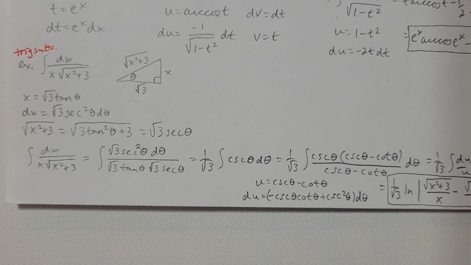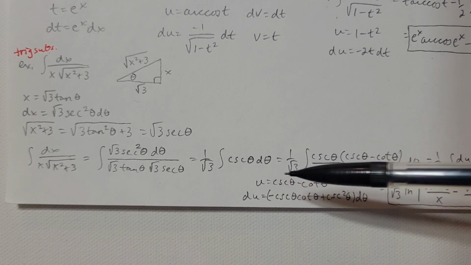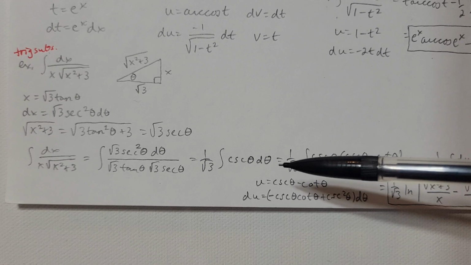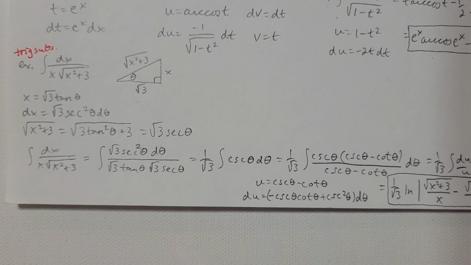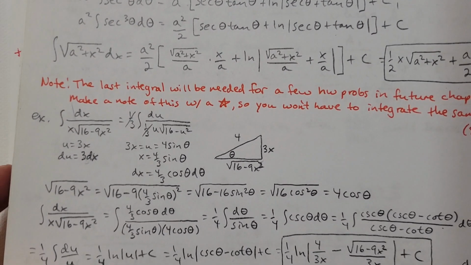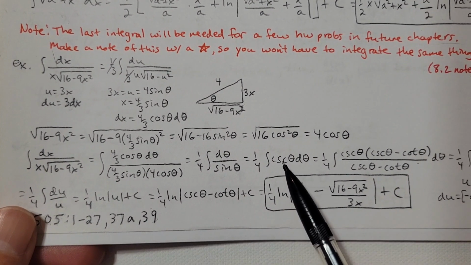Secant theta is by definition 1 over cosine theta. Tangent theta is by definition sine theta over cosine theta. So when I flip the denominator there, the cosine thetas will cancel. That's going to be 1 divided by sine theta, which is by definition cosecant theta. Okay, so we got 1 over root 3 times the antiderivative of cosecant theta. We've already seen this integral before, in section 7.3.